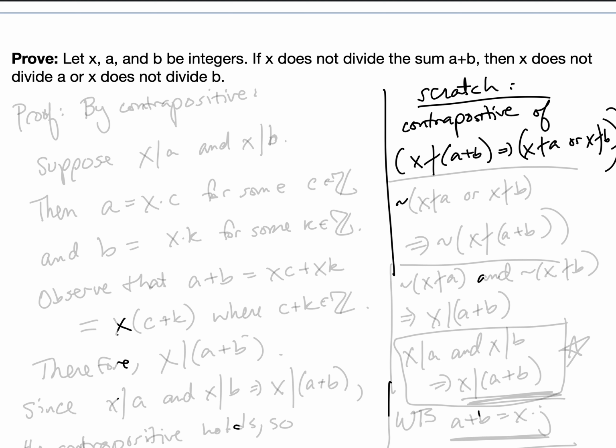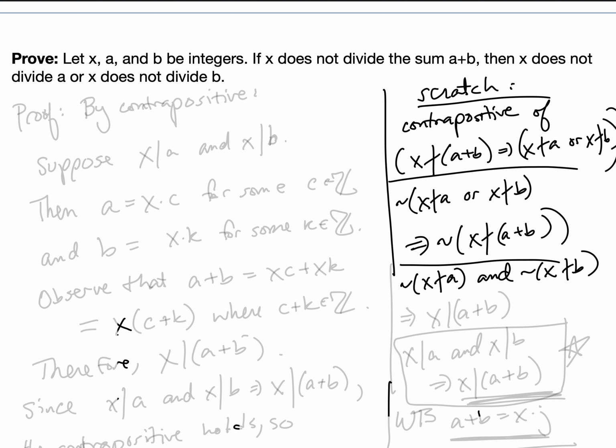So we're trying to find the contrapositive of that entire statement. Our contrapositive would be the negation of q, the negation of x does not divide a, or x does not divide b, implies the negation of p, the negation of x does not divide a plus b. So now let's unravel that. The negation of x does not divide A or x does not divide B is, again, using De Morgan's law, it is not true that x does not divide A, and it is not true that x does not divide B. It flips the ors to ands and vice versa.